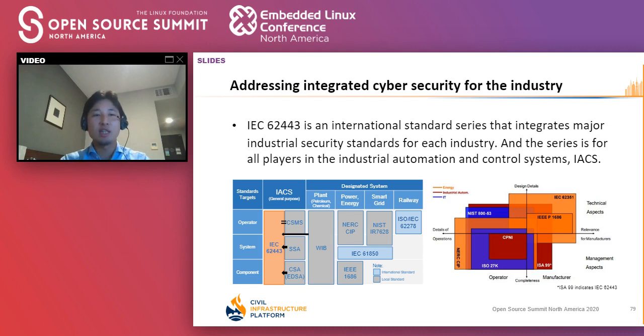Linux is used in many of the component products that make up industrial automation and control systems. The IEC 62443 Part 4 series, which is security requirements for component products, lists embedded devices, network devices, and host devices as examples of target product.